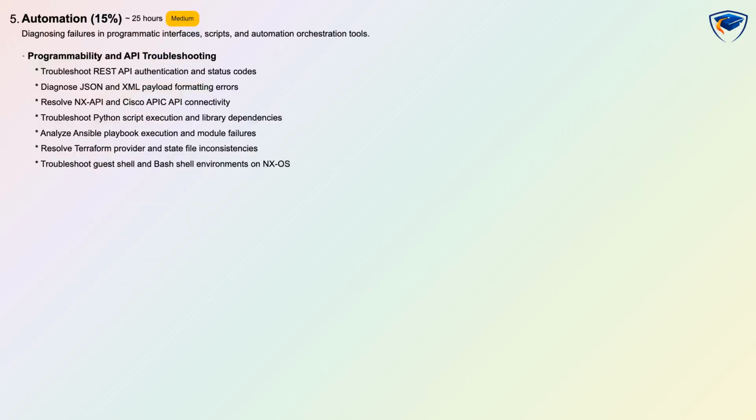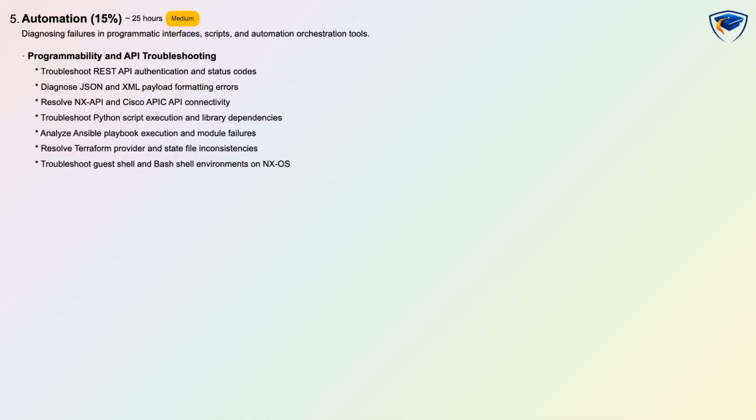Domain automation is 15%, rated medium, with an estimated 25 hours of learning and scenario-based assessment. You will diagnose programmatic interface failures including REST API authentication, status codes and NX API or APIC API connectivity, and troubleshoot JSON and XML payload formatting and parsing errors.